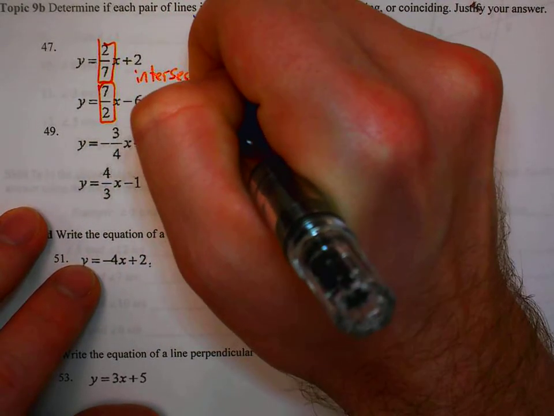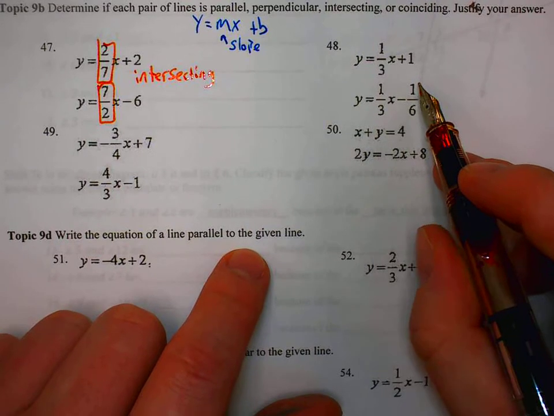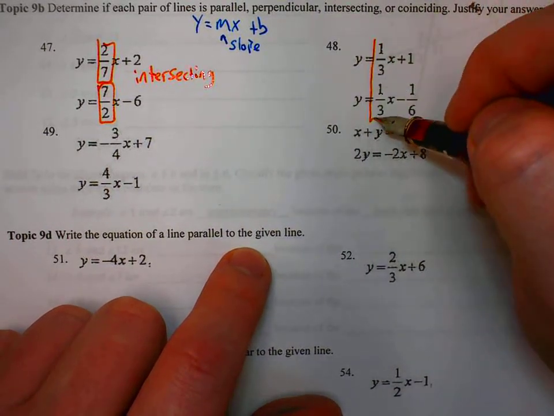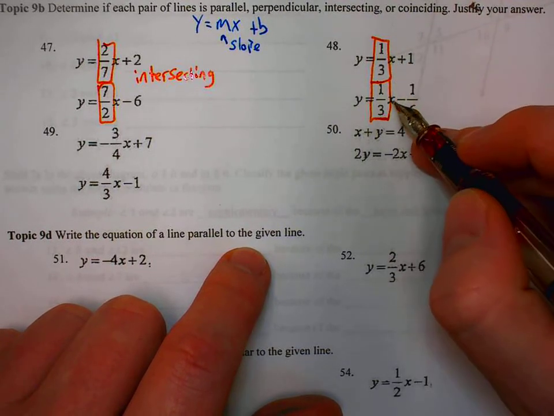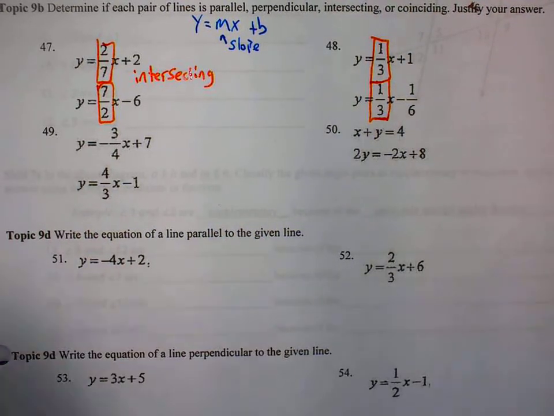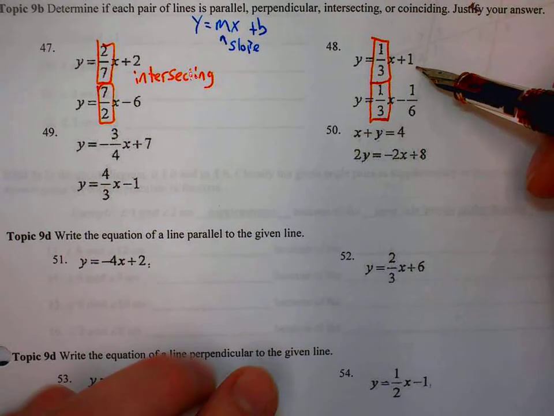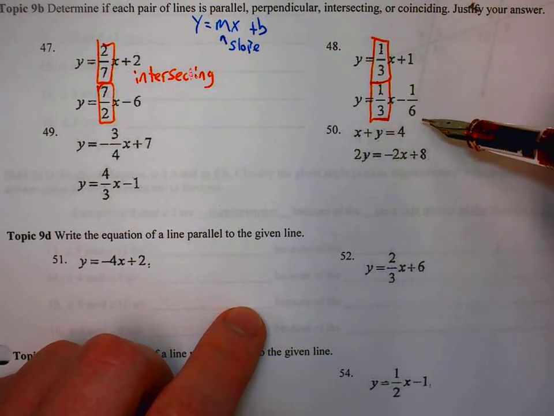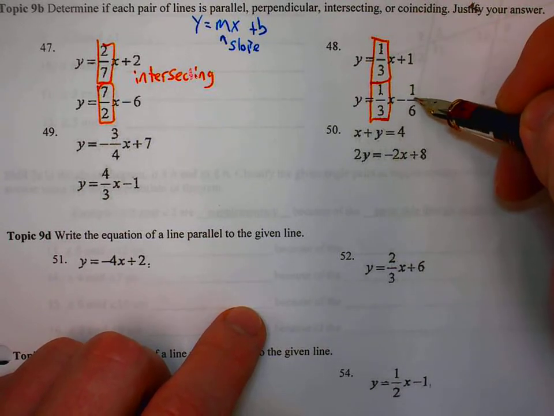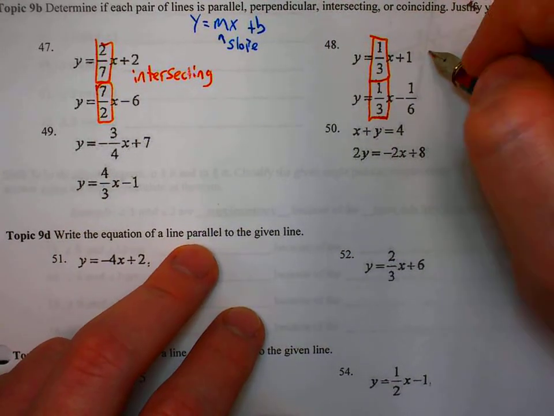For 48, this has a slope of 1/3. This has a slope of 1/3. They are the same slope, so these are definitely parallel. However, we need to look at their intercepts to see if they're coinciding. Coinciding lines will also have the same intercept, which these don't. So these would be parallel.